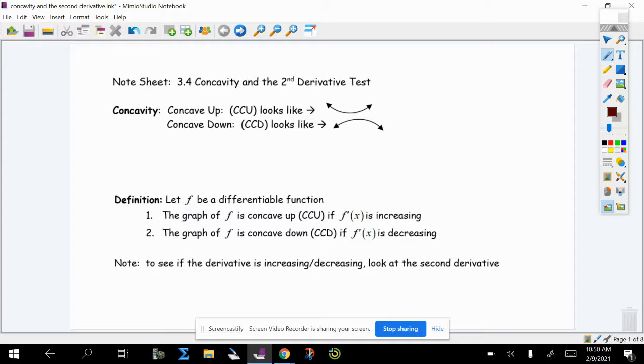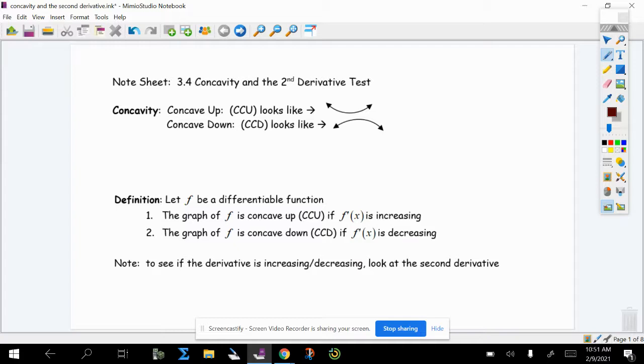So let's talk concavity. The word concavity actually means like curvature. So we have two different types of concavity of a graph. It's either concave up, and I'm putting the abbreviations in parentheses because those are the abbreviations you'll see me use, you'll see on AP tests. Concave up, CCU, basically looks like a smiley face. So anything that has that upwards curvature we call concave up. And then the concave down, which we abbreviate CCD, looks basically like a frown or a rainbow.